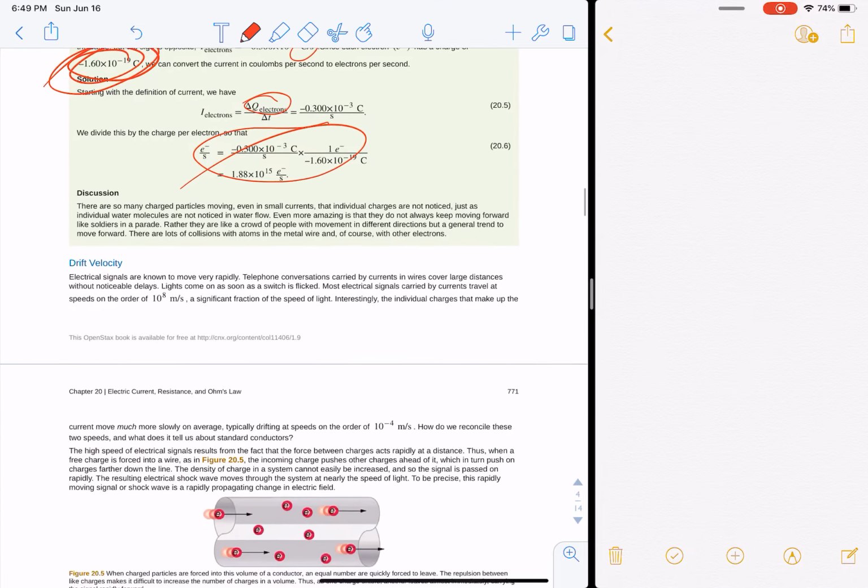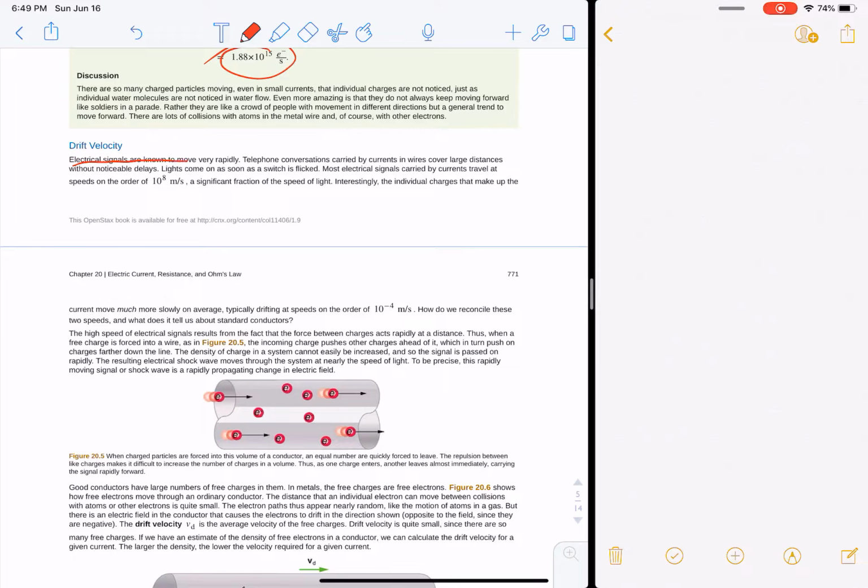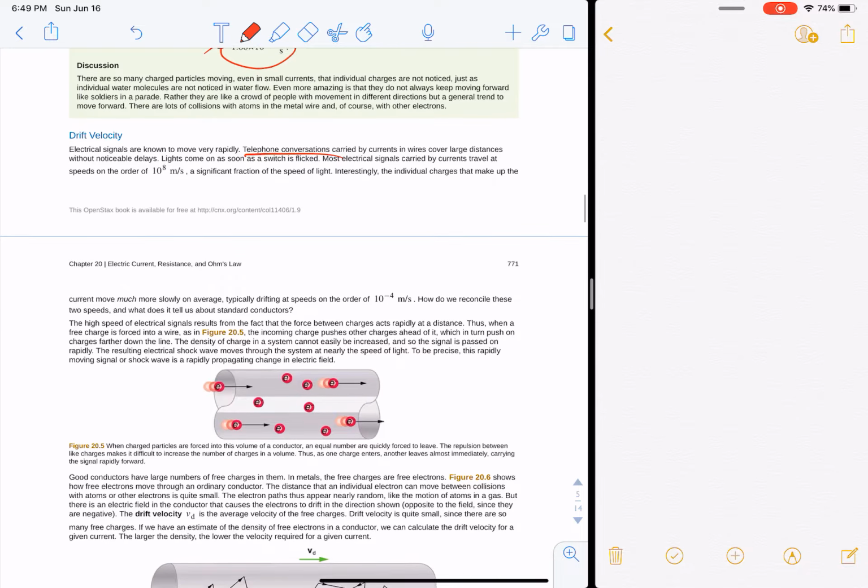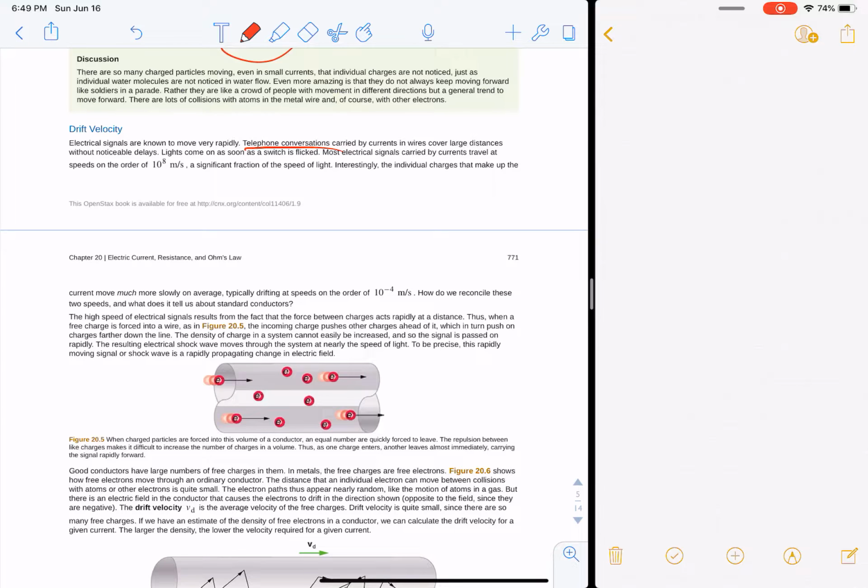All right, so drift velocity. Electrical signals move very rapidly. When you turn on the switch in your house, boom, the lights are on. You don't really notice it. Same thing with telephone conversations. You've got telephone wires under your ground. Do not dig without calling the telephone company to mark where they are. But the signals travel very close to the speed of light.